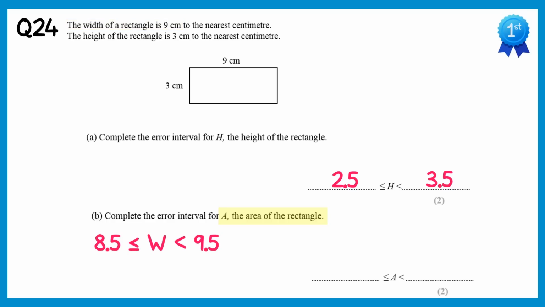Now we need to consider the error interval for the area. To get the area, you'd multiply the width by the height. So to get the smallest possible area, we'll multiply the smallest height, 2.5, with the smallest width, 8.5. And this gives you 21.25. And to get the maximum, we'll take the maximum height, 3.5, and times that by the maximum width, 9.5, which gets you 33.25.